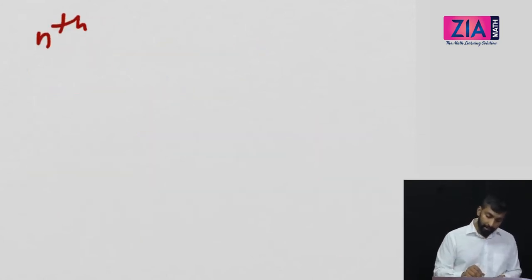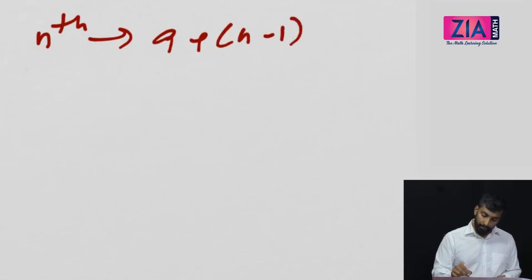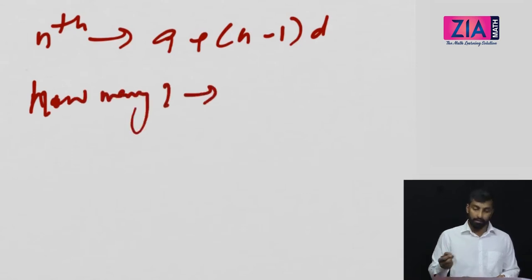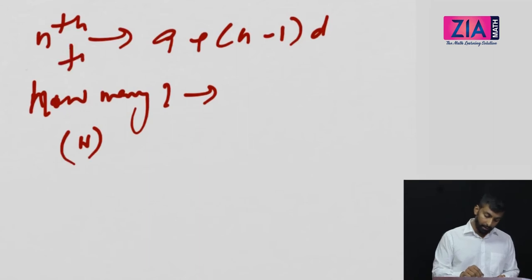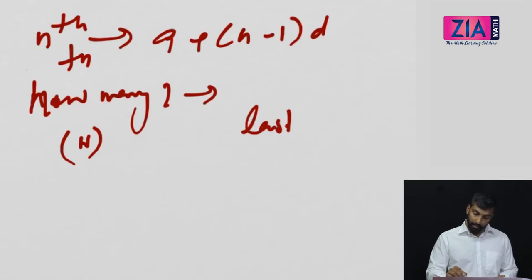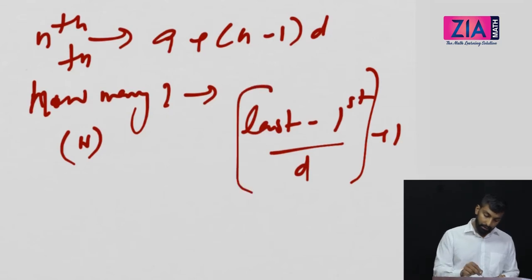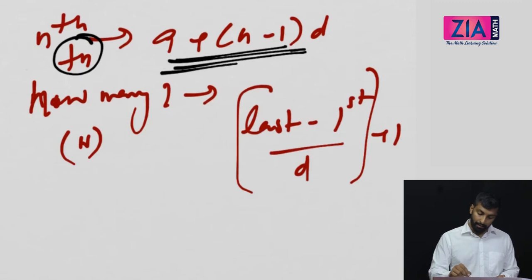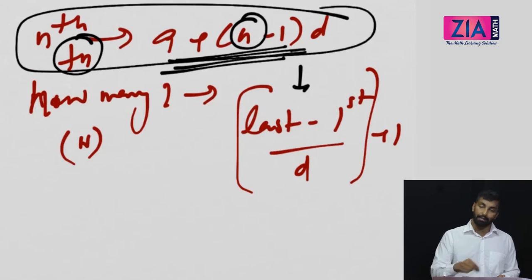So what we have discussed, just 4 things. If it is the nth term, it is a plus n minus 1 into d. If you need to find n, that means how many terms there are, this is nothing but last minus first divided by the difference, plus 1. This actually comes from the nth term formula only. If this is what you need to find out, you will apply this; if that is what you need to find out, you will go for this. It is the same, you just rearrange it.